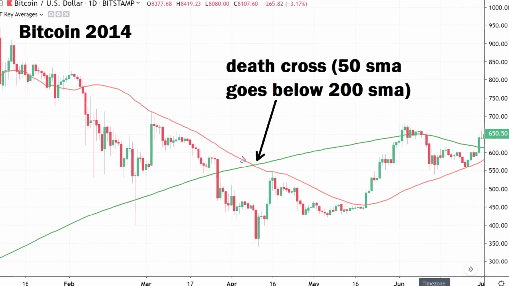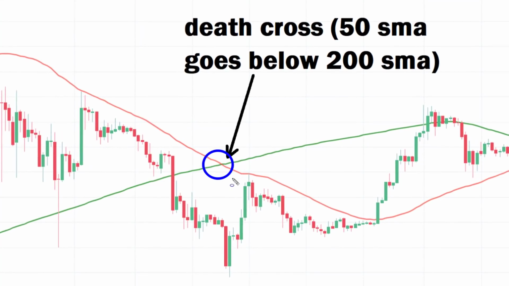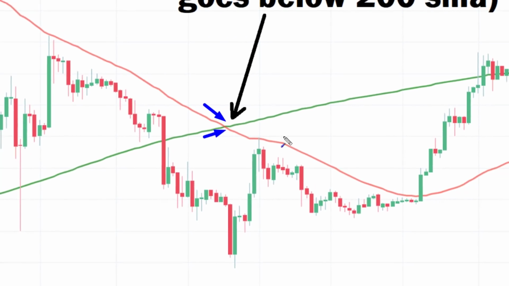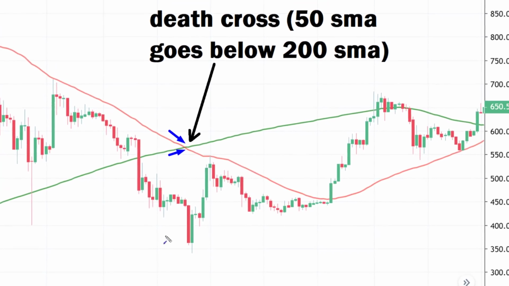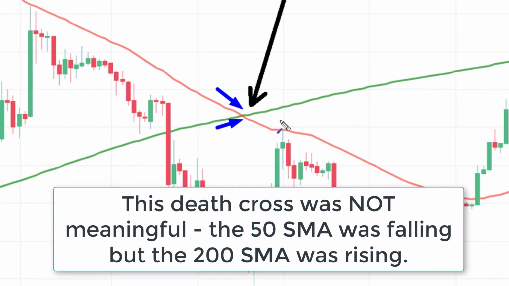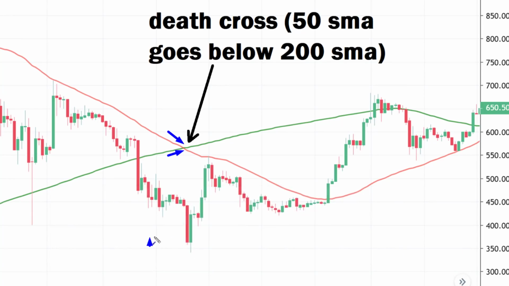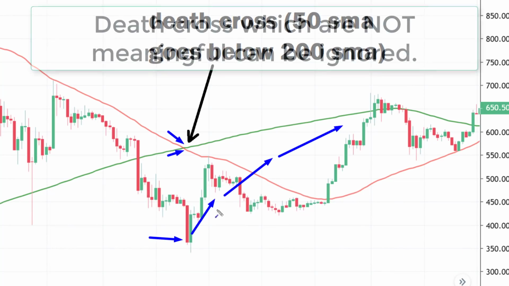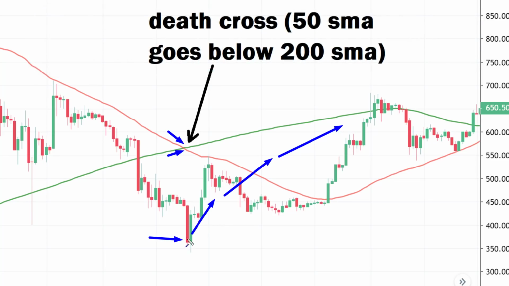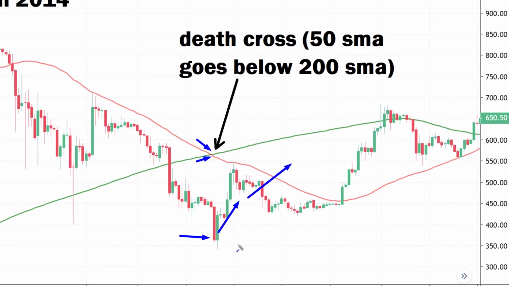This is an example back in 2014 as well, but here's an interesting thing about this. Notice that in this case, the 50 is falling, but the 200 is rising. So is this meaningful? No. And look what happened. This is actually a false signal, a death cross which is not meaningful. Again, remember, one is falling, but the other one is going up. In this example, Bitcoin didn't go further, it actually bottomed out soon after the death cross happened and started going up again. So that's not a correct way to use a death cross.